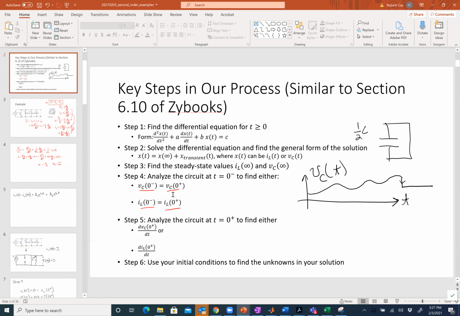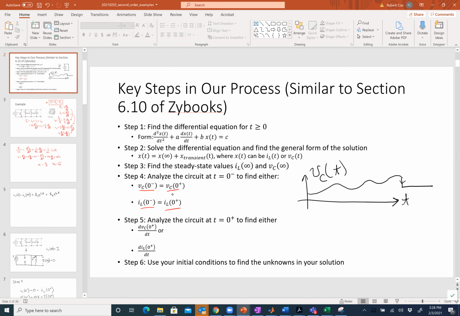But in terms of you trying to figure out the answer to the steps in the process, V0 minus and V0 plus are the same. IL0 minus and IL0 plus are the same. Those statements are not true about any other variables. They're only true about the capacitor voltage and inductor current. Okay. Got you.